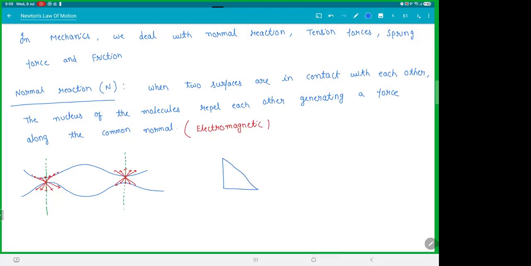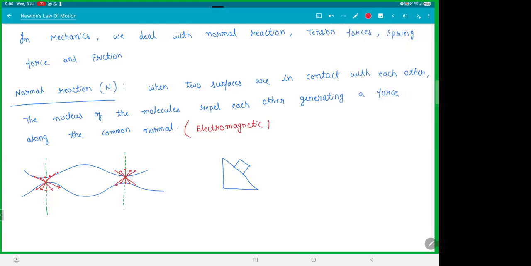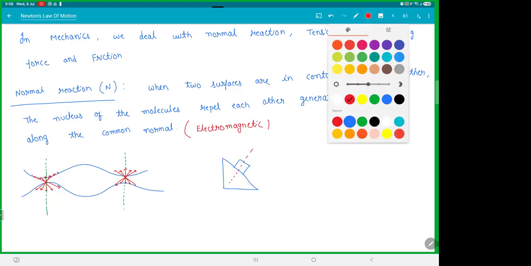But you're not actually touching anything. Right now, the table which you feel you're touching, you're not touching. Because if you actually touch, both the nuclei will fuse because of nuclear fusion, and there'll be a blast. Your whole building will go off. So in reality, you're not touching anything, and you should be happy that you're not touching anything. So this is how the normal reaction acts.